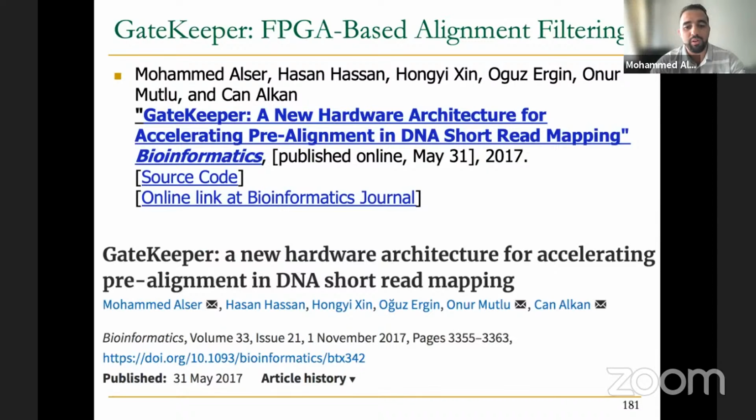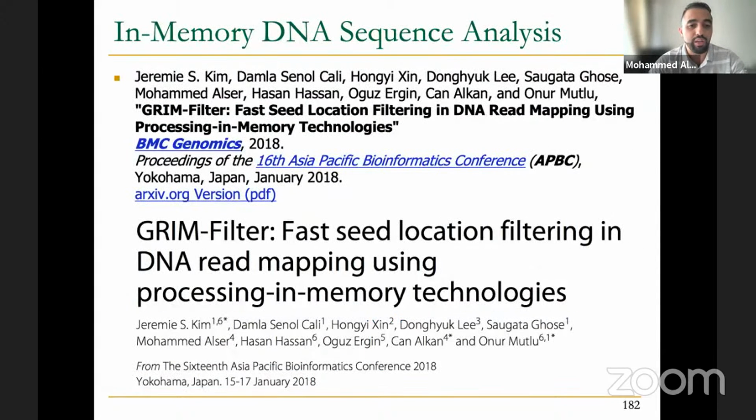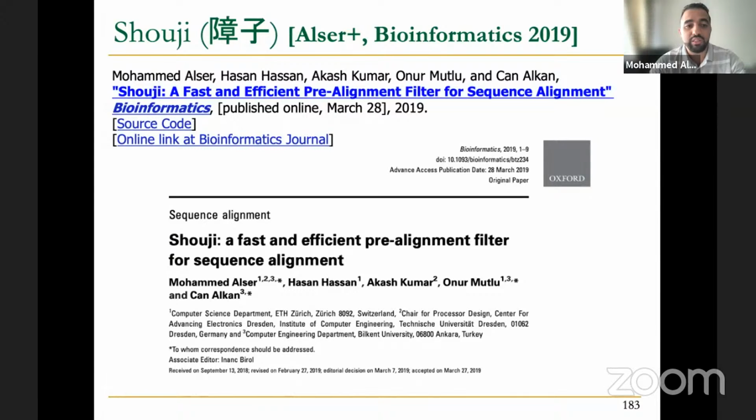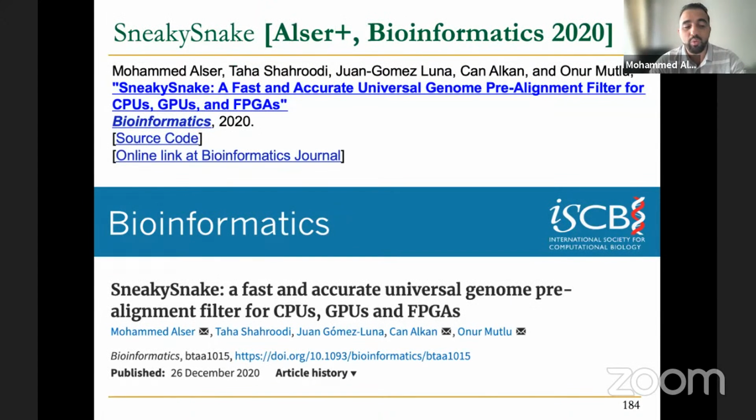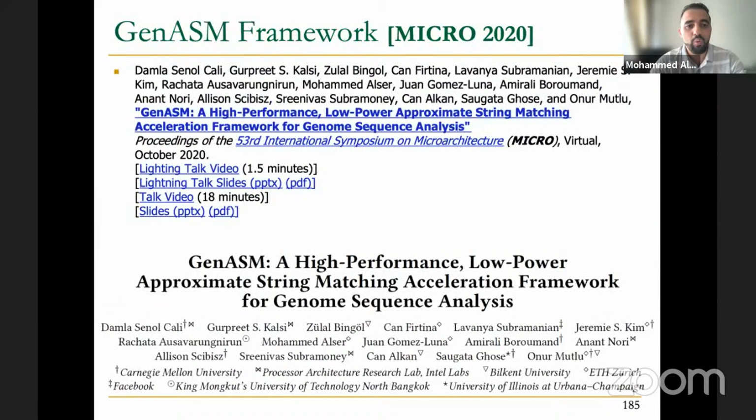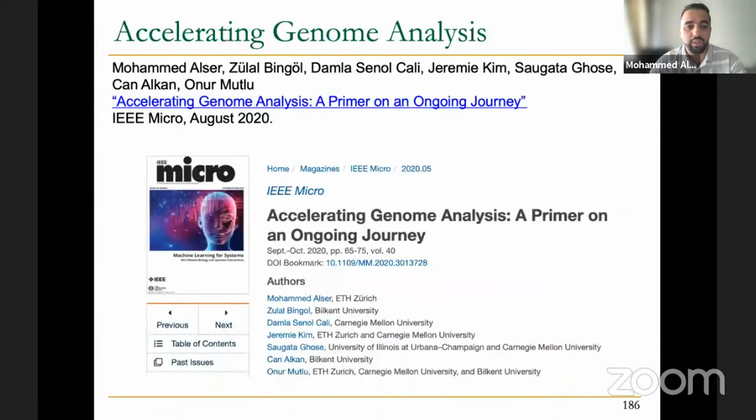So this is the paper that I was talking about, on pre-alignment filtering, called GateKeeper. Feel free to download the source code. It's available for the FPGA and for the CPU, so you can change it and improve it. The same for GRIM-Filter, which is a processing-in-memory based pre-alignment filter. We have Shouji, which is FPGA based. We have Sneaky Snake, which was built for CPUs, GPUs, and FPGAs. We also have GenASM, which is specialized hardware for processing near memory, and the source code is also available.